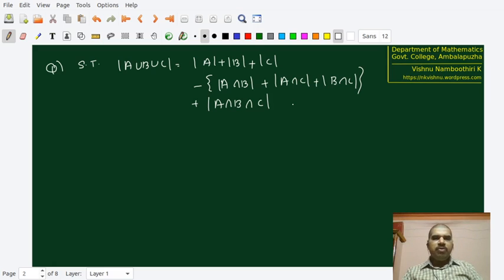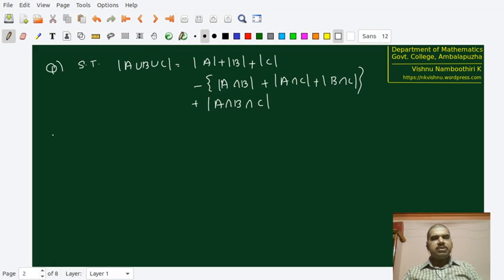So initially we are including A, B, C. Then we are excluding A intersection B, A intersection C, B intersection C. Again, we are including A intersection B intersection C. This way of finding the number of elements in a union of sets is known as the inclusion exclusion principle. That principle we will state exactly later, but we will try to verify this statement first.